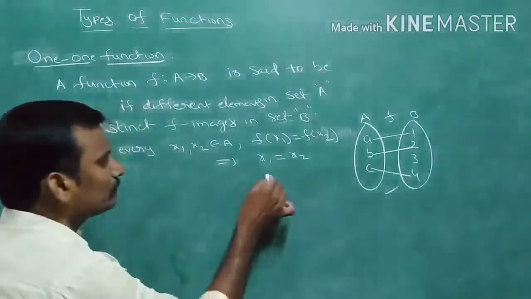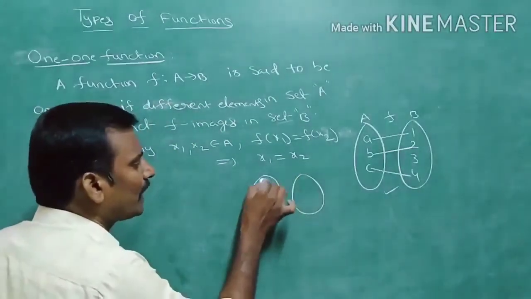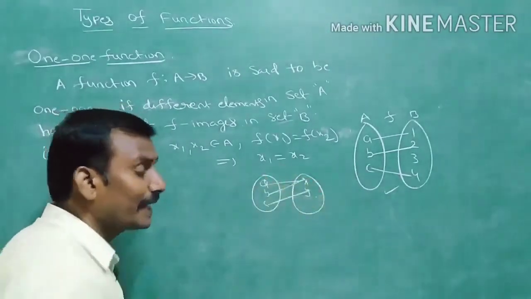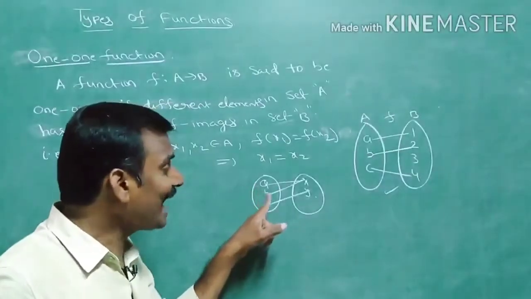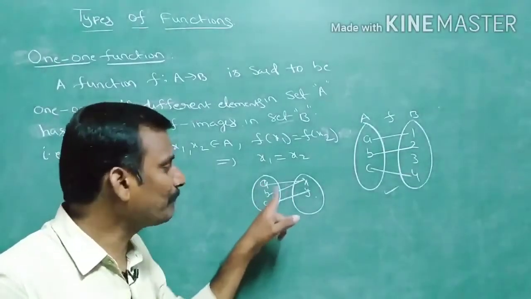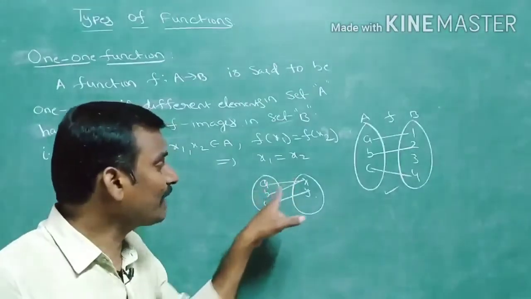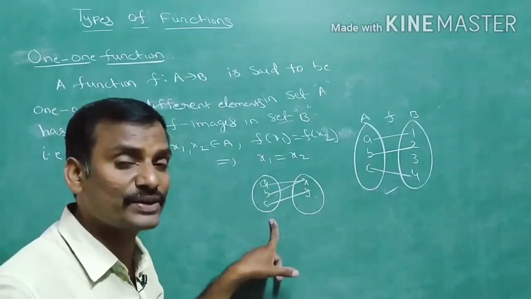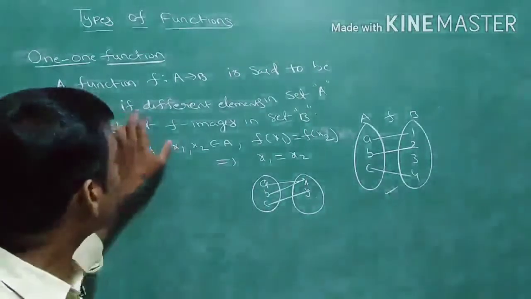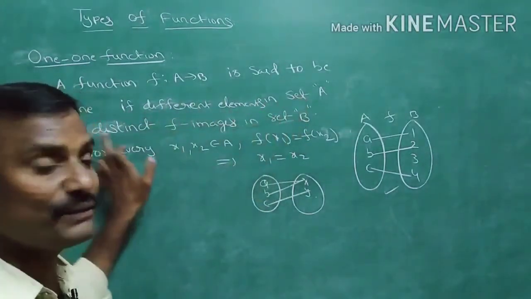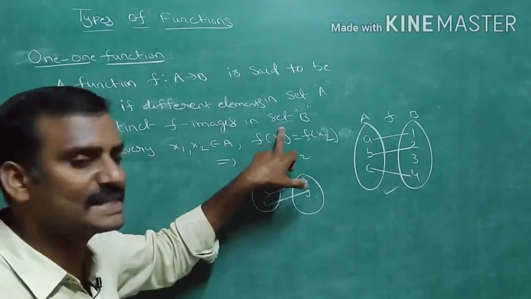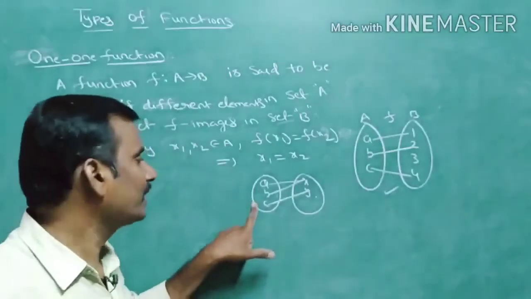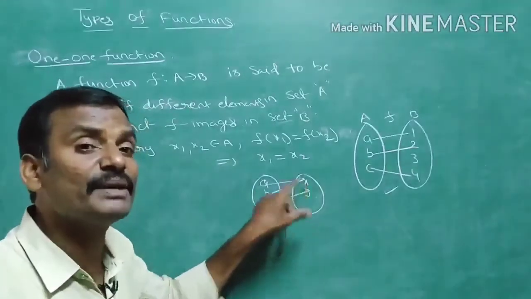Suppose you take A, B, C mapped to X, Y. It is not one-one, because A and B have the same f image. Here A and B are mapped to X, C is mapped to Y. First of all, it is a function, but it is not one-one. What is the one-one definition? If different elements in set A have different f images in set B. But here A and B have the same f image.